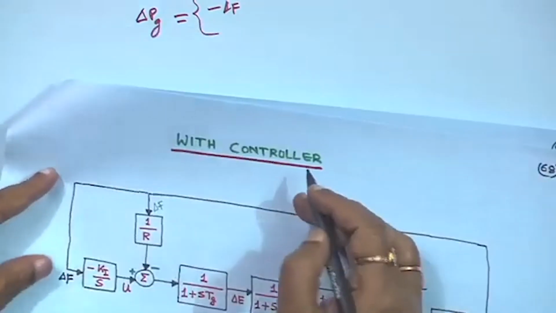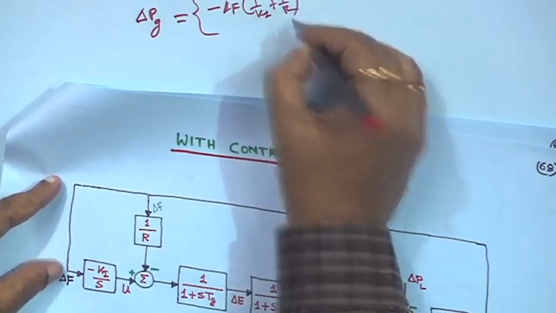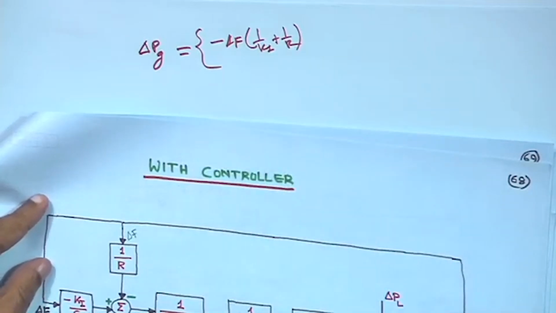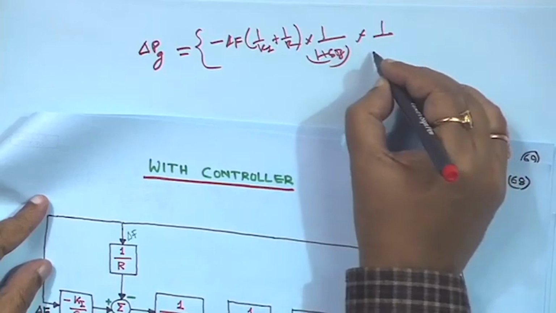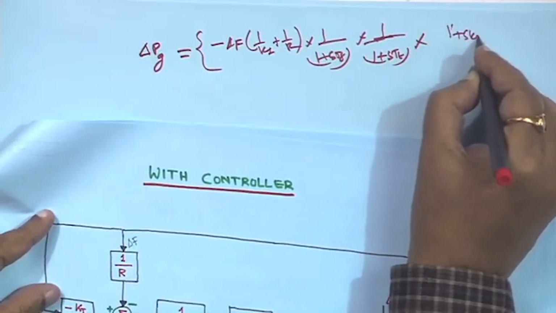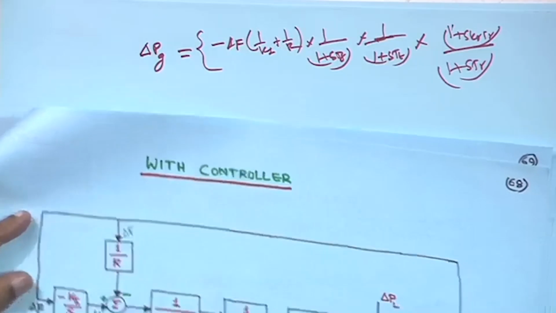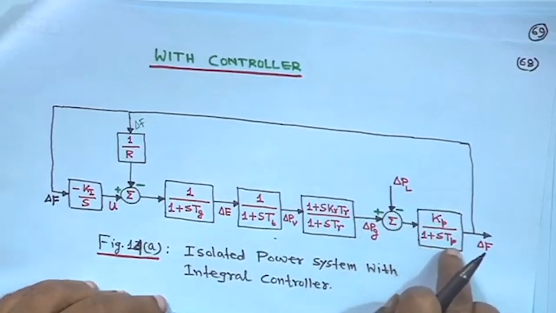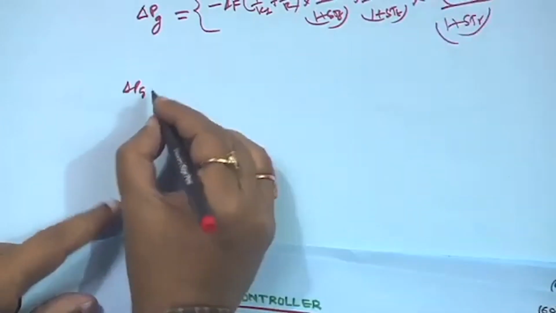Delta F will be common, and then in the bracket it will be minus 1 upon K I plus 1 upon R, into all these terms, that means into 1 upon 1 plus S T G, into 1 upon 1 plus S T T, into 1 plus S K R T R divided by 1 plus S T R. So, all these terms will be coming in delta P G. That is why, whatever we are writing here, delta P G minus delta P L into K P upon 1 plus S T P.